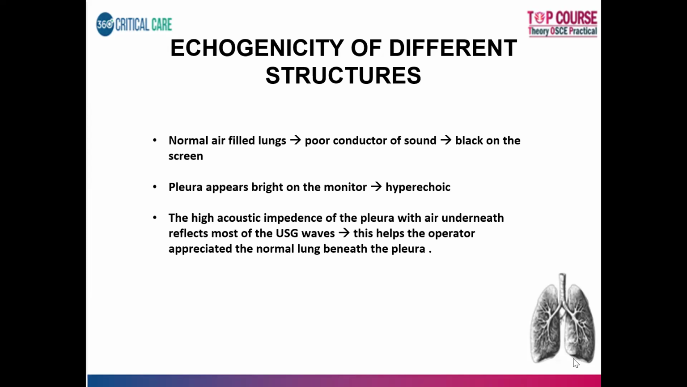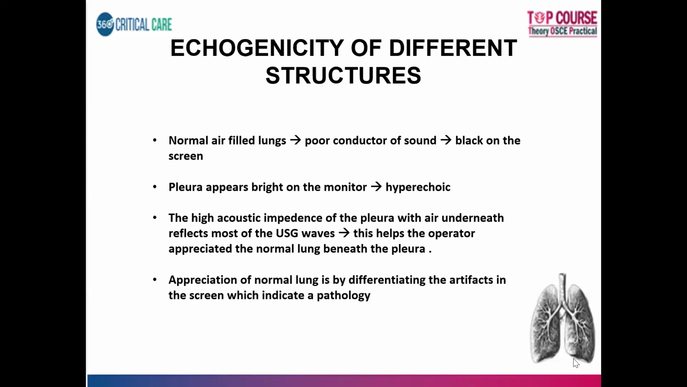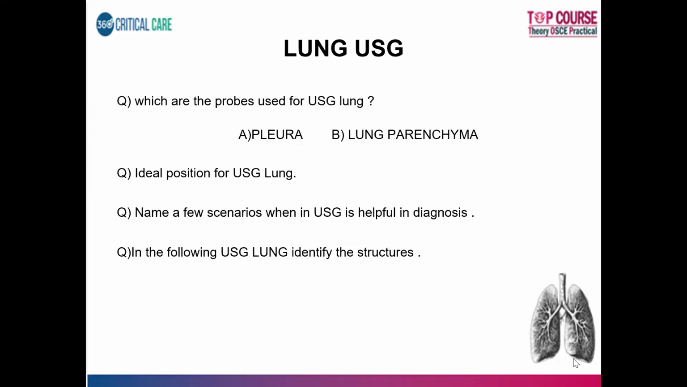Usually we use this understanding to pick up the pathologies in the lung. Okay, usually the most important thing is, firstly you need to understand what is normal lung. Okay, if you differentiate normal lung, then you will be able to understand what is the pathology. Okay, the pathology is usually the artifact which comes on the ultrasound.